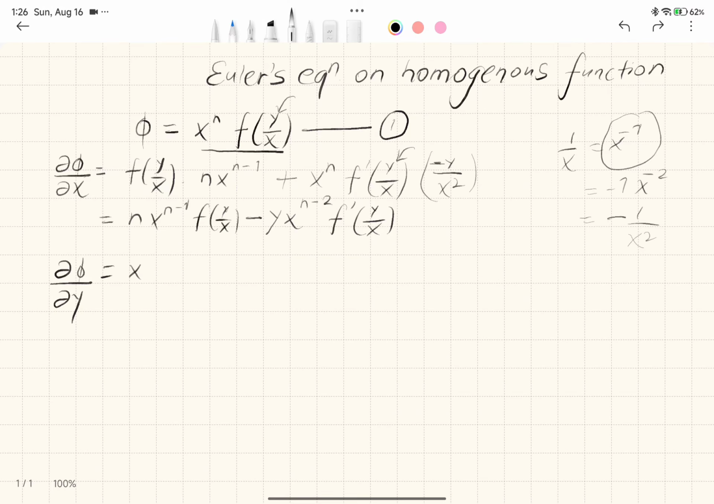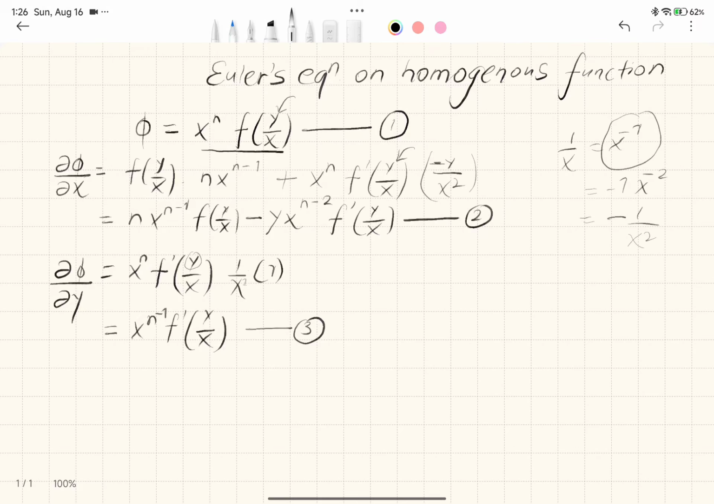Now this is the variable. Differentiate it. Here x is a constant, so y over x stays as it is, and the differentiation of y is just 1. So what's our answer here? That's x raised to the power n times f prime of y over x, and this x gives x raised to the power n minus 1, so the term is x raised to the power n minus 1 times f prime of y over x. Let's say this is equation 2, this is equation 3.